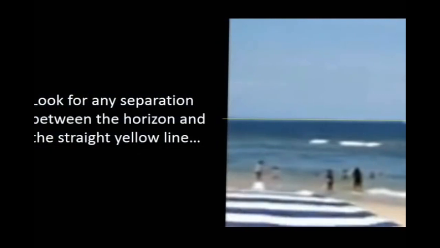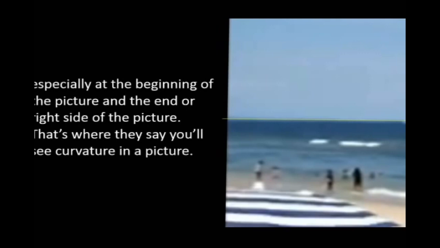Look for any separation between the horizon and the straight yellow line, especially at the beginning of the picture and at the end, or the right side of the picture, that's where they say you'll see curvature. So we look, and I put a little gap between the line and the horizon. And there we go, looks perfect. We're going to maintain that gap all the way across.